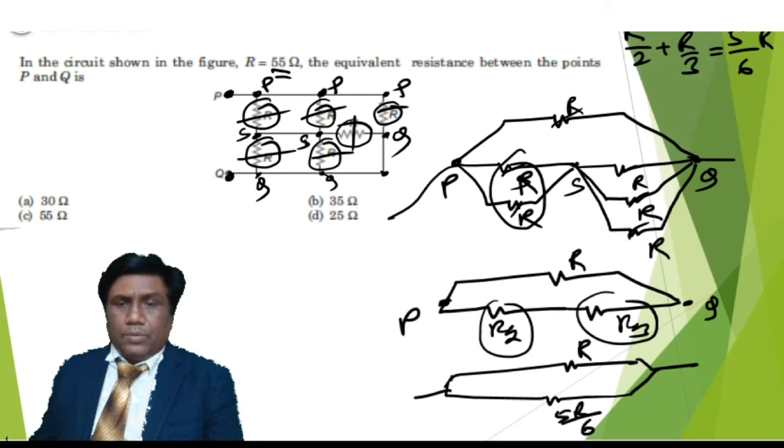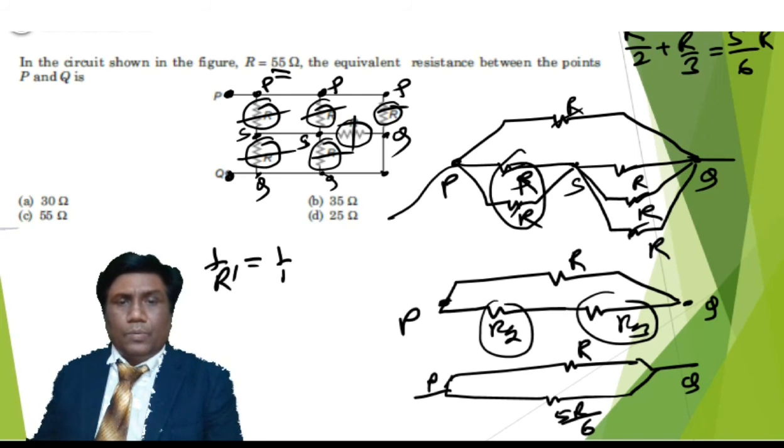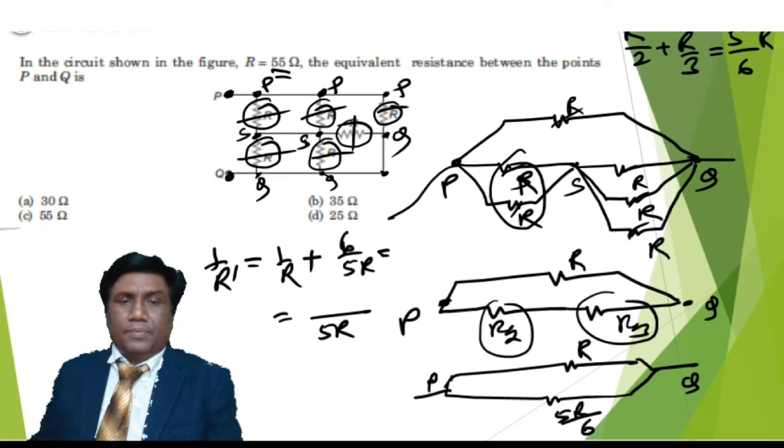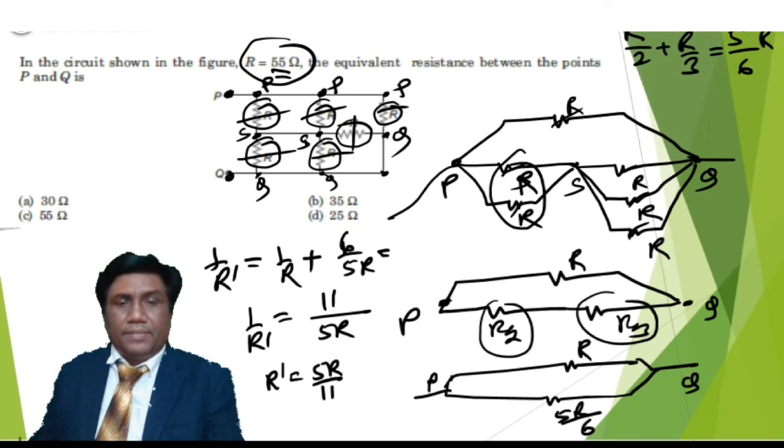Now the net resistance we need to find between P and Q. So 1 by R dash equals 1 by R plus 1 by 5R by 6. If we take the LCM, this is 5R, so 5 and 6 is 11. So 1 by R dash equals 11 by 5R, so R dash equals 5R by 11.